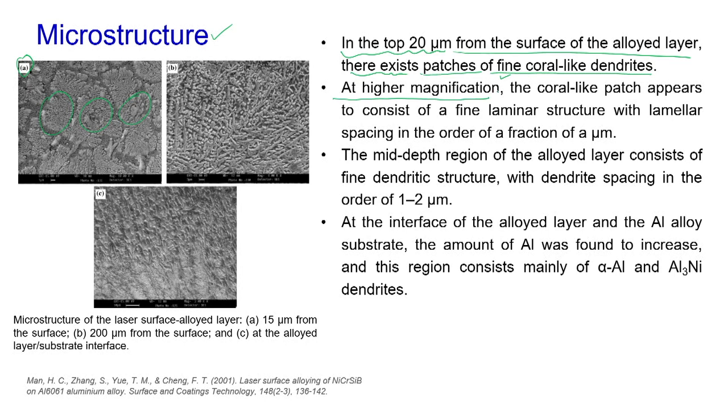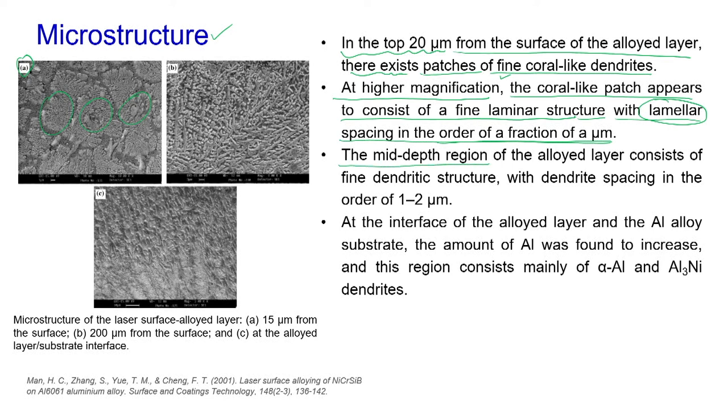At higher magnification, the coral like patch appears to consist of a fine laminar structure with lamellar spacing in the order of a fraction of a micron. So if you observe at a higher magnification, this coral like patch appears to be a fine laminar structure with a spacing that is of lamellar nature, and the order of the spacing is a fraction of a micron.